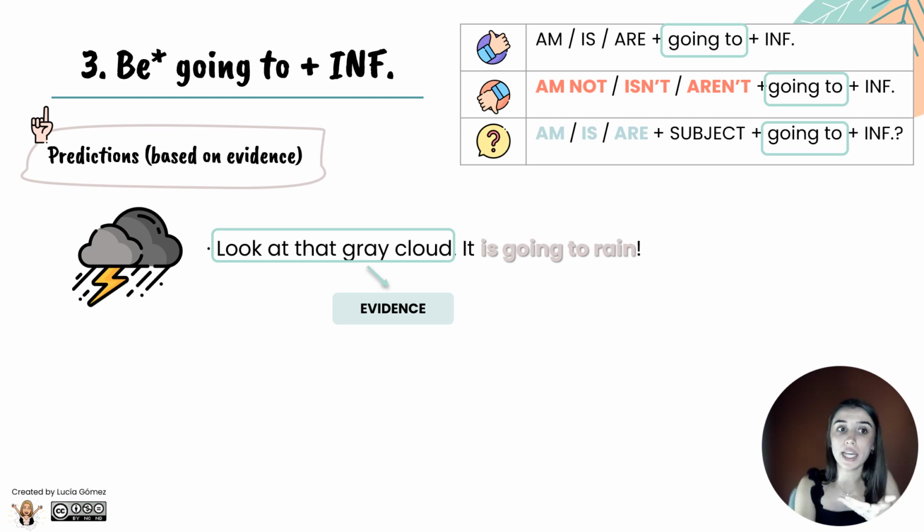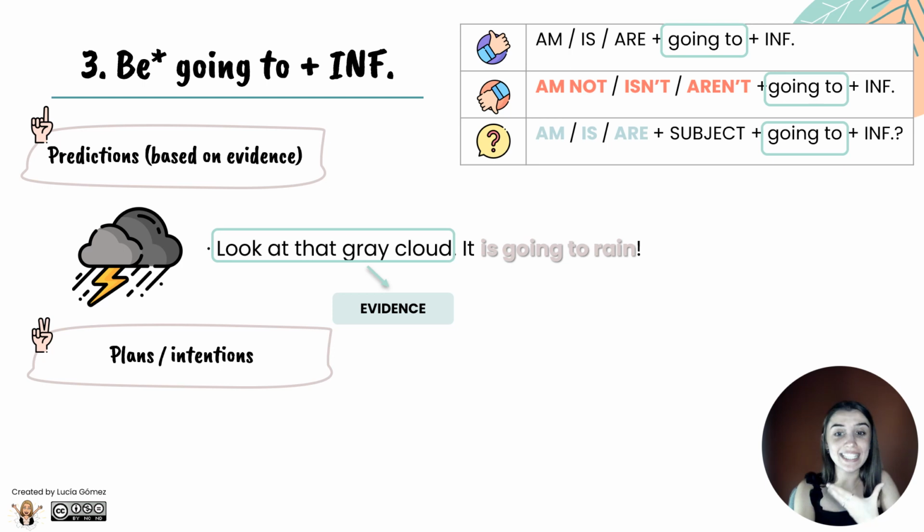And we are also going to use be going to talk about plans or intentions. With will, we use it to talk about instant decisions. El will, si recordáis, lo utilizábamos para cosas instantáneas, que no pienso. Bueno, pues en este caso, no solo las predicciones son más seguras, sino que hablamos de planes o intenciones. Es decir, que ya se me ha pasado por la cabeza intentar planear un poquito lo que voy a decir, a pesar de que no esté del todo planeado.